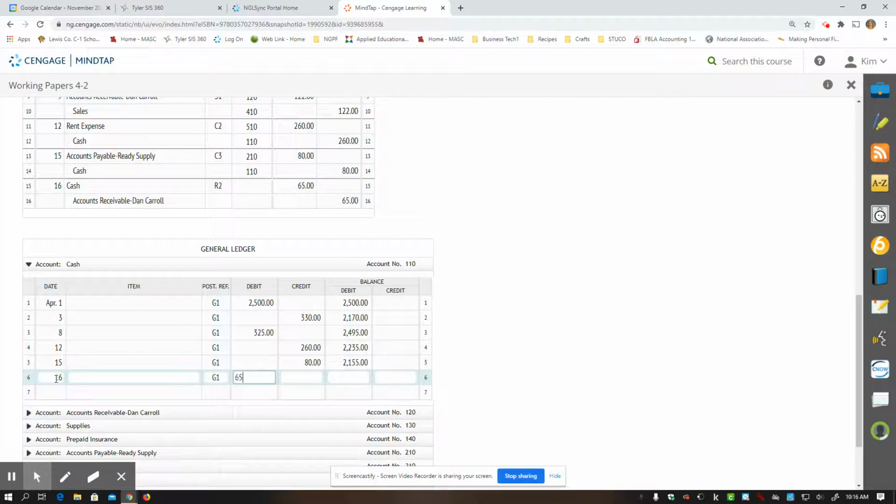A debit for $65. So if it's got a debit balance and we're making a debit entry, we're going to add those two together. Plus 25 plus... 2220. That's what I got. Hopefully I live today. 110. Yeah. Accounts receivable.